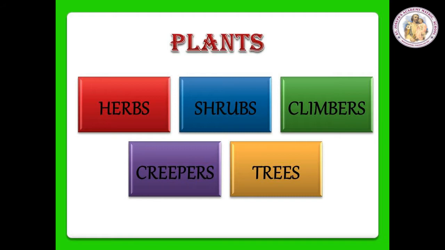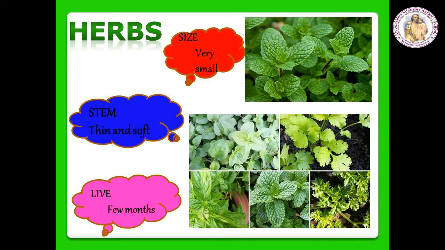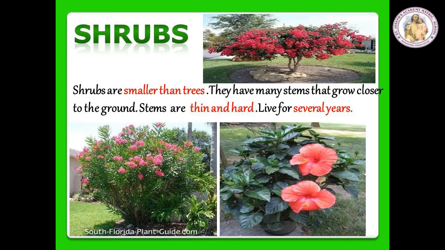Herbs, shrubs, climbers, creepers, trees. Herbs are small plants with thin and soft stems. Most of them live for a few months only. Example, mint, coriander, grass. Shrubs are smaller than trees. They have many stems that grow close to the ground. The stems are thin and hard. Shrubs live for several years. Example, shoe flower, oleander, jasmine, etc.